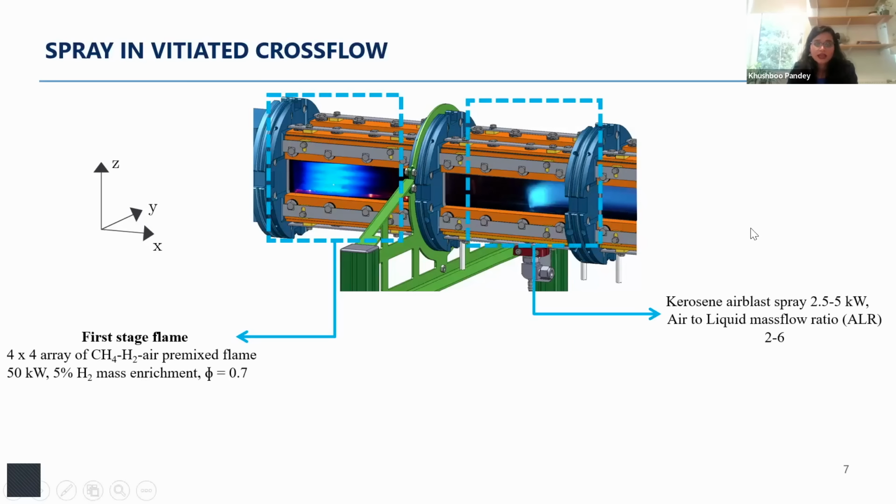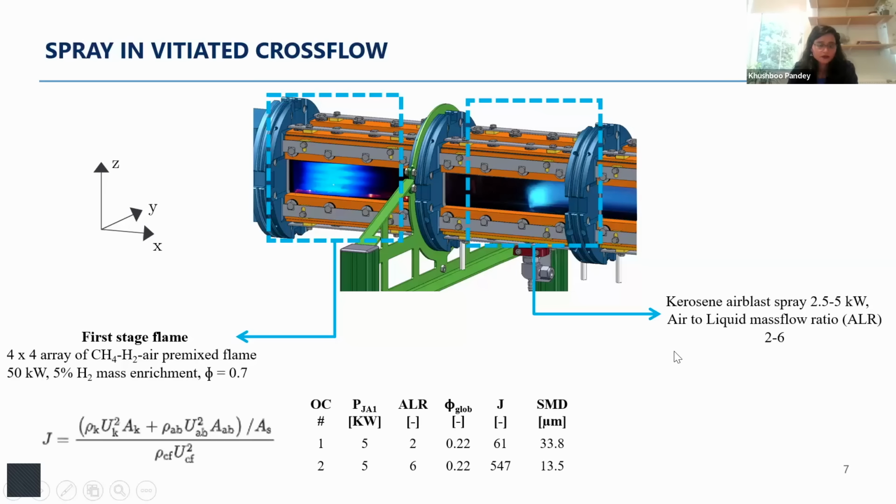And in the second stage, we have a kerosene flame, where the kerosene is created using an air-blast spray. The spray characteristic is changed and modulated by the air-to-liquid mass flow ratio, ALR, between 2 and 6. So if we look at two operating conditions here at a fixed 5 kilowatt, with ALR 2, the jet momentum ratio described based on the kerosene jet itself is 61, and the SMD is 13.8 microns.